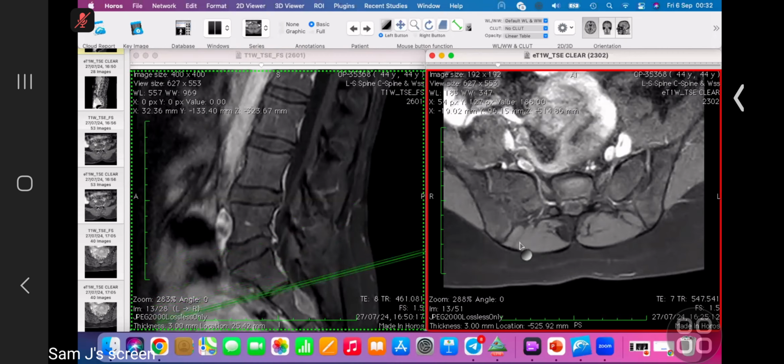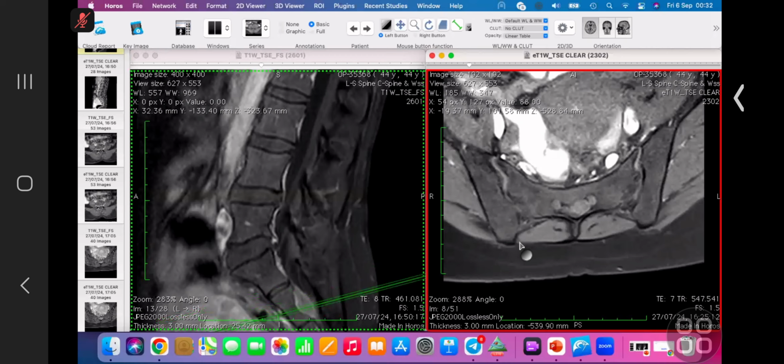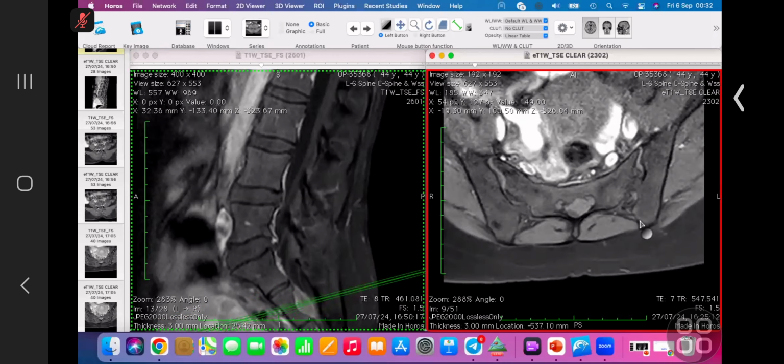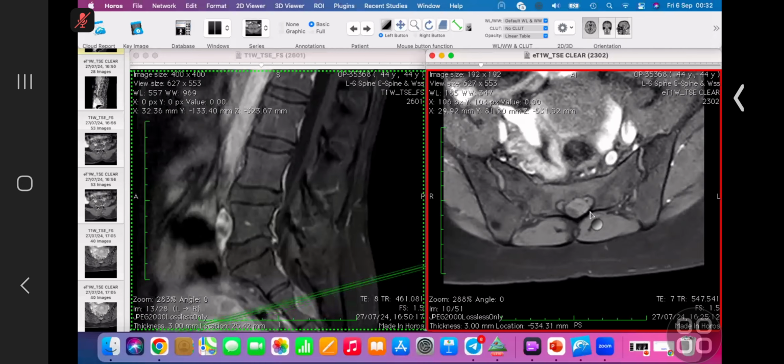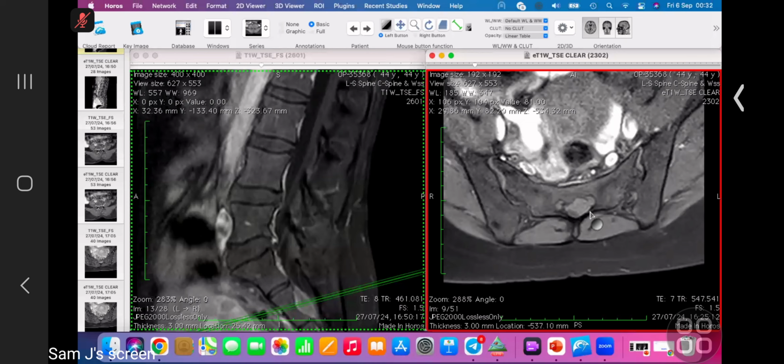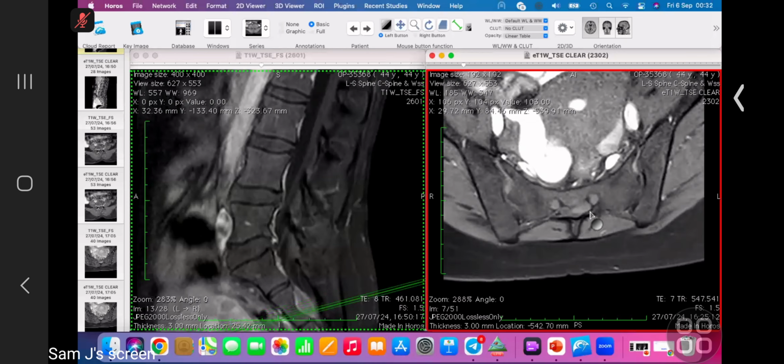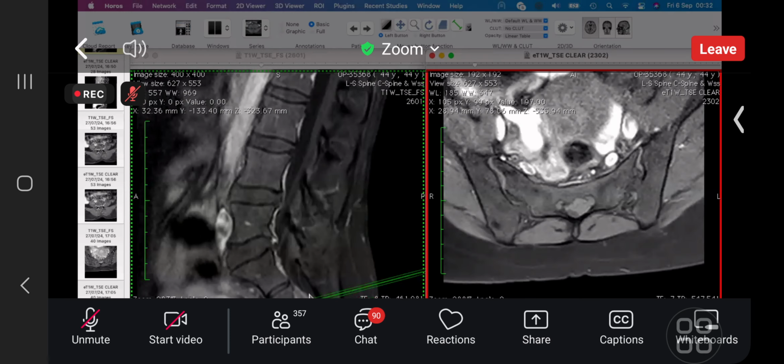That is the terminology that you should use. And second thing, it is not actually extending into the neural foramen. It's just displacing the nerve root, causing a compression. So with the homogeneous enhancement and a dural tail, you should think of a meningioma, spinal sacral meningioma. And an important differential is schwannoma.